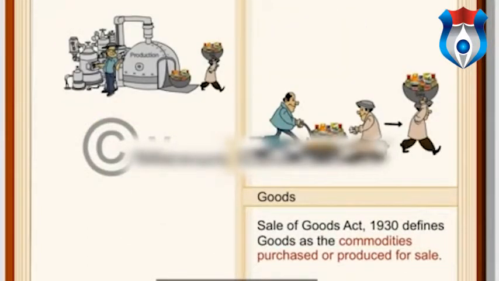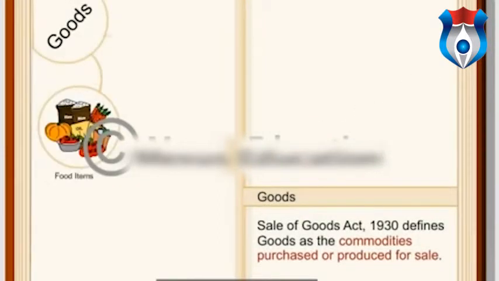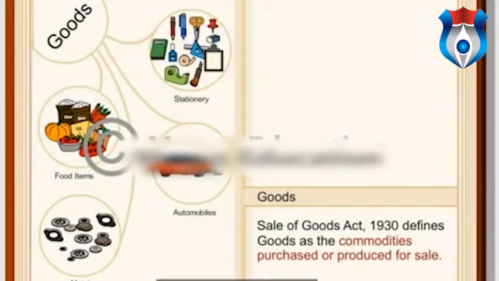Goods. Sale of Goods Act 1930 defines goods as the commodities purchased or produced for sale. It may be food items, or stationery, or metals, or automobile, or anything which is purchased or produced for sale.